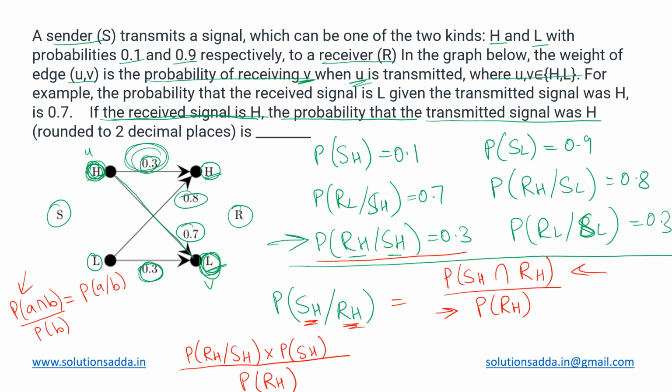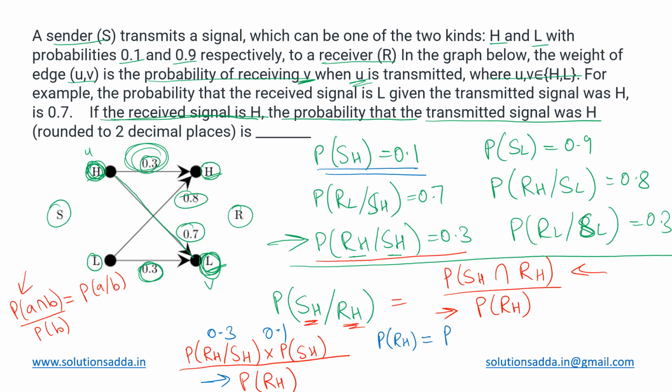So now we have to calculate this. And how do we do that? This value we already know, it is 0.3. What is the probability of sending H? 0.1 from here. Now we want the probability of receiving H. We don't know that already, so we'll also have to compute it. And how do we do that? There are two cases in which we can receive H. It will be the probability of receiving H given that H itself was sent, and the probability of receiving H given that L was sent.